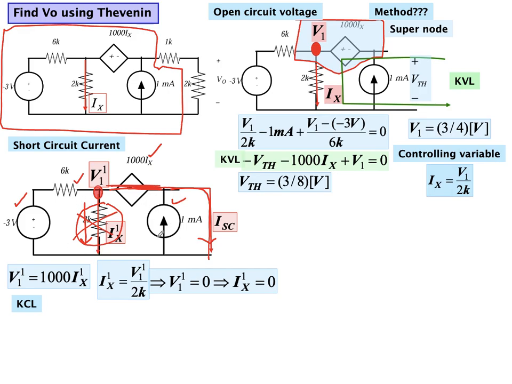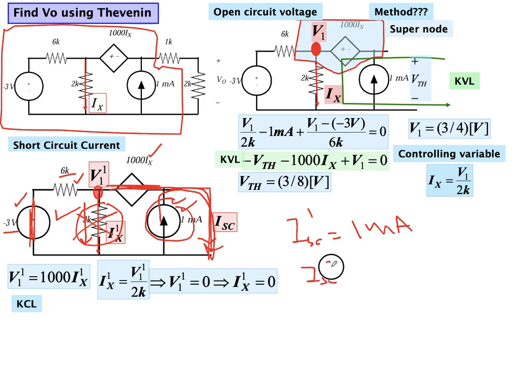So if you assume superposition, let's assume this current source and this voltage source is set to 0, so we can short it. So we know all the current will flow through this branch. So I short circuit will be equal to 1 milliampere. So this is the first part. In the second case, we will consider the current source to be open circuit and only this voltage source will be considered. So the current flowing through it is V over R, so minus 3 volts divided by 6K. So I short circuit 2 will be equal to minus 3 over 6K.